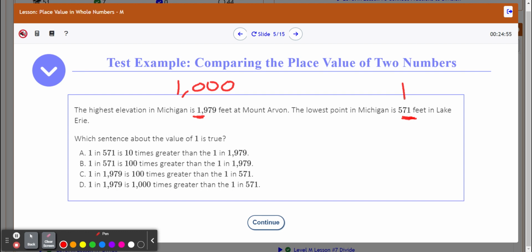So, what is the relationship between these two numbers? Well, 1,000 is 1,000 times greater than 1. Therefore, your answer would be D. The 1 in 1,979 is 1,000 times greater than the 1 in 571.